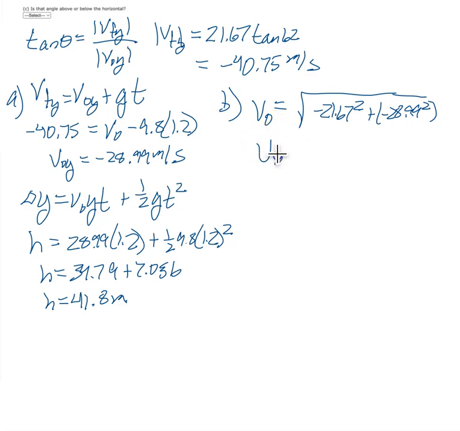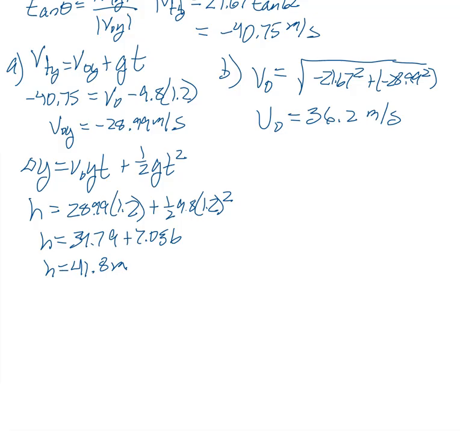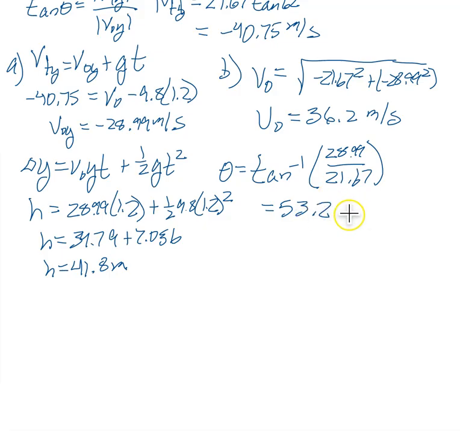If we go through and do that math, we'll find out that that speed is about 36.2 meters per second. To find the angle, we can do the inverse tangent. So the inverse tangent of our y speed, which is 28.99, divided by 21.67, which was our x speed, should be equal to 53.2, and that would be clockwise from the negative x direction.